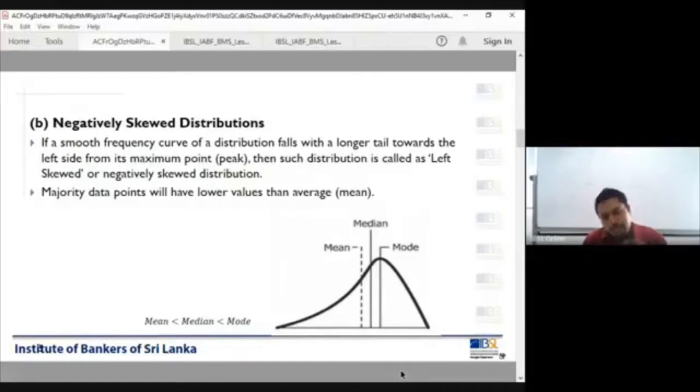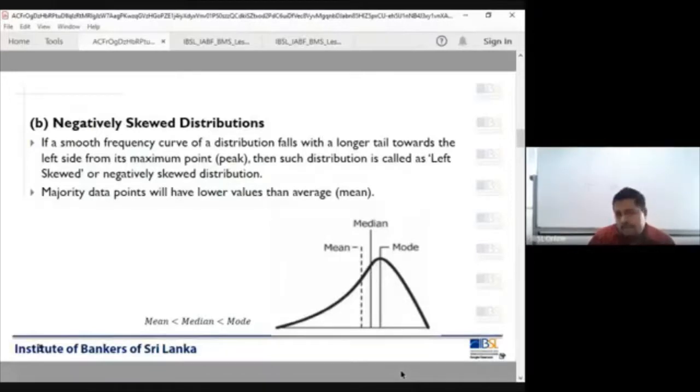You could earmark the mode first, then just have the memory that median value will always come in between the mean and mode. So you can easily derive the third value of mean. Either it will move towards the tail, left tail, or the right tail. If the left tail is flatter, we could say it's negative. If the right tail is flatter, we could say it's a positively skewed distribution.